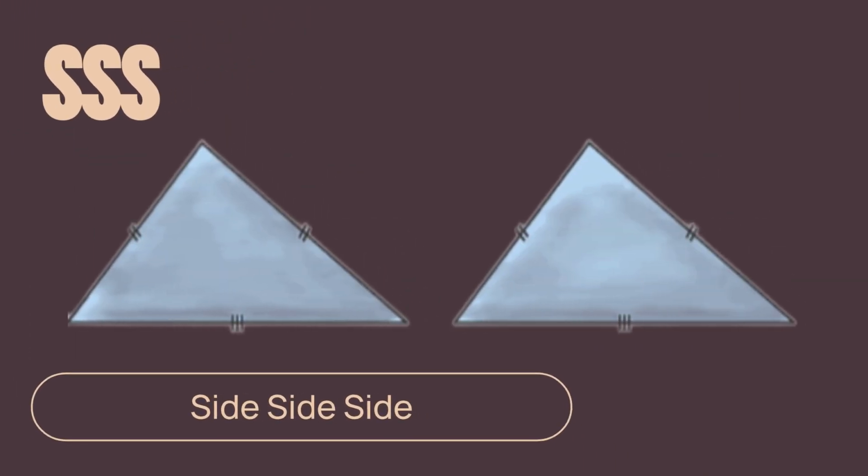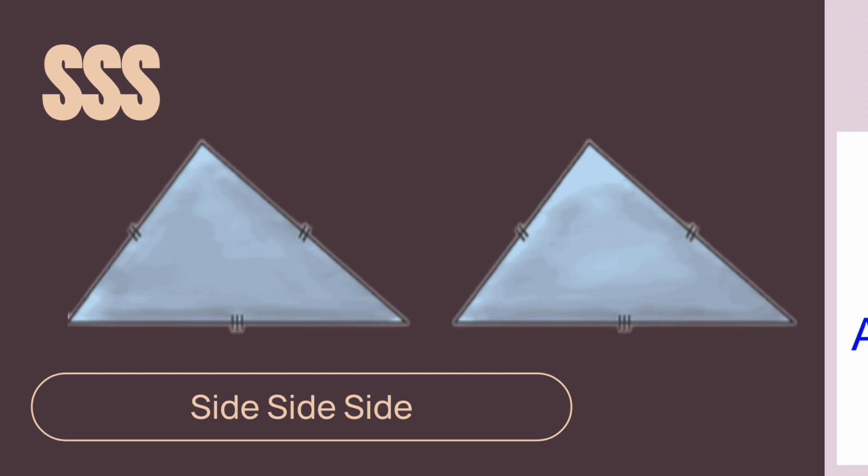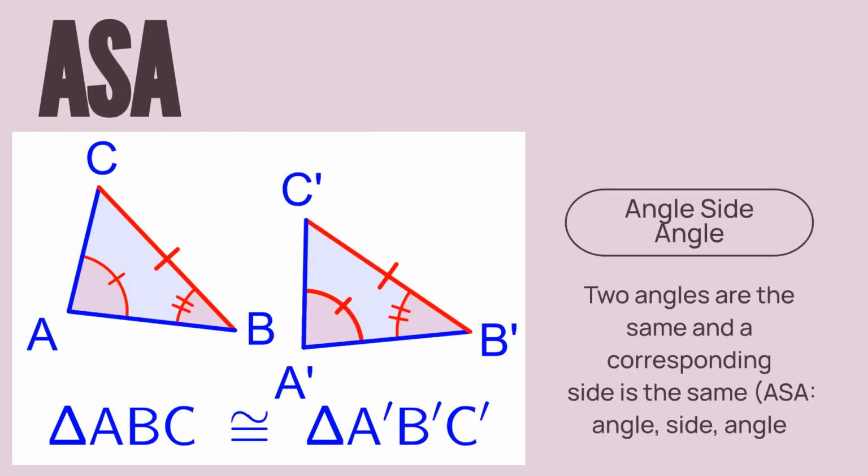Triangles can be congruent if the 3 sides are equal. This is called side, side, side. ASA, or angle, side, angle, is a criteria when two angles are the same and a corresponding side is the same.